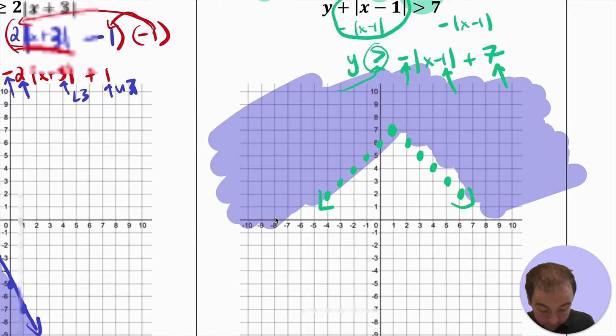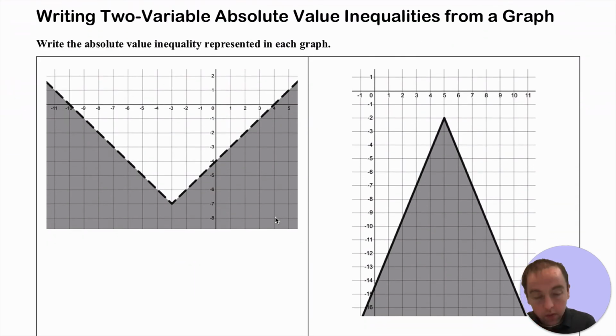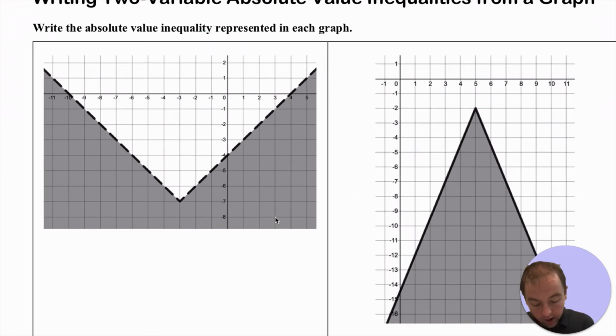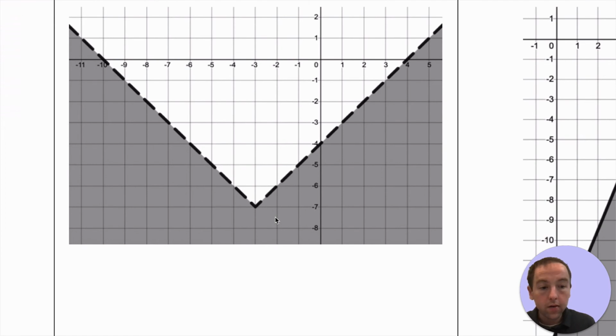And then finally, just going a little bit backwards, you can see we've got a couple of graphs that are constructed with some shading right here, and we are asked to write the absolute value inequality that is represented in each particular graph. So the biggest thing that you'll probably want to find first is where that vertex is located. In this first example, we've got -3, -7 is where the vertex is.